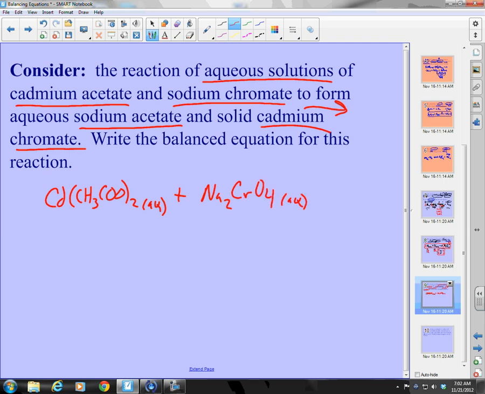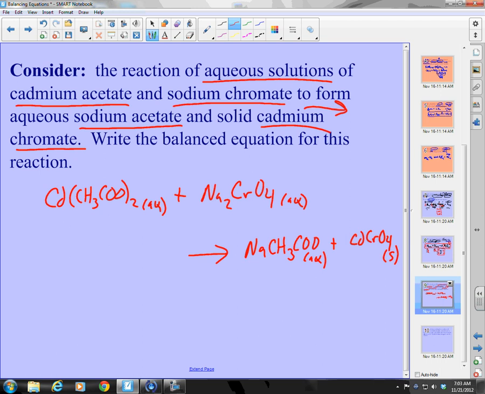aqueous to yield, I've written too big, to yield, I should write smaller, but I write bigger, to form what? Sodium acetate, NaCH3COO aqueous, plus, I have to write real small now, cadmium chromate, CdCrO4, and what is it? Solid. There we go. Holy cow, look at this. Now, first of all, you have to write these formulae correctly, meaning you must know your polyatomic ions.